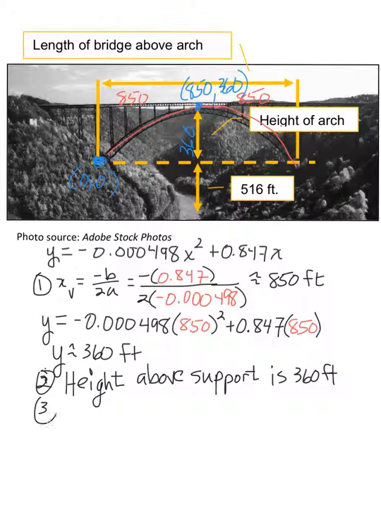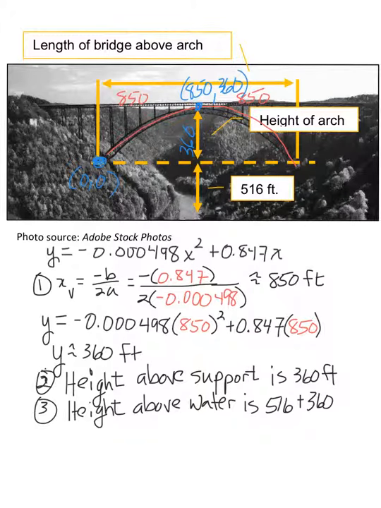Okay, so then step 3, the height above water is the 516 feet plus that 360 feet. So remember, here's the water. From here to here is 516, and from here to here is 360. So we're just adding those together. And so that equals a total of 876 feet. I would write that in a sentence if I were you.